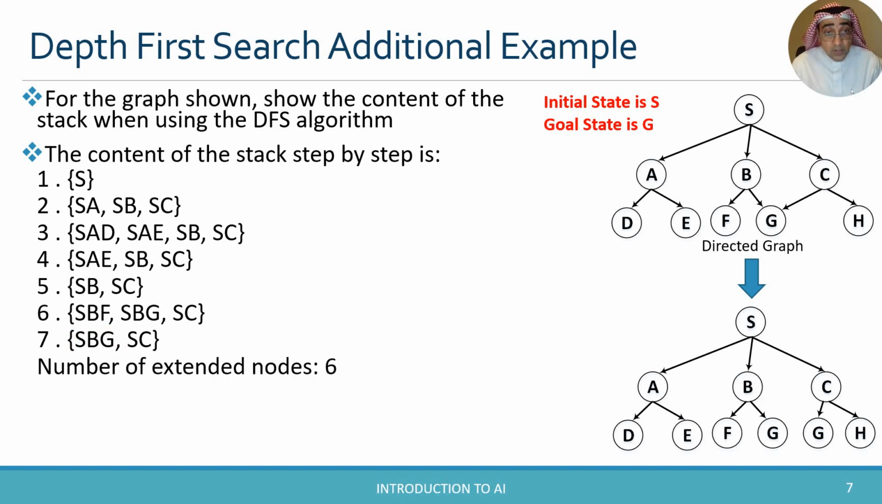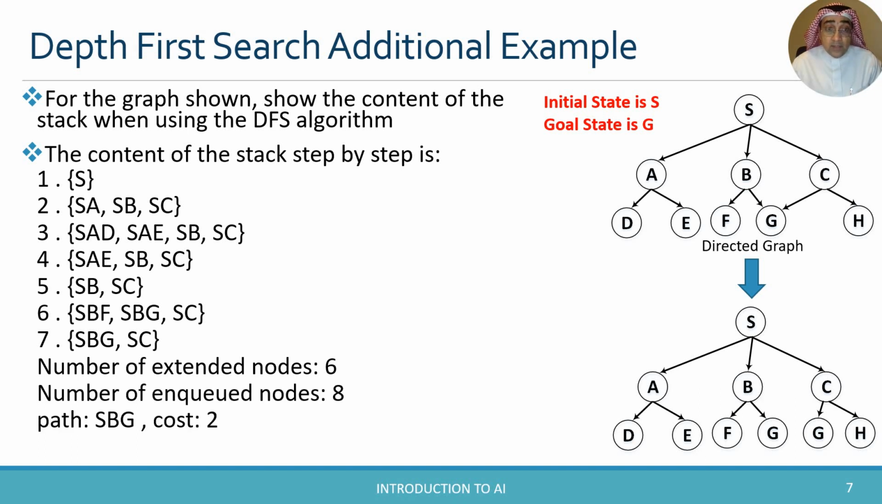And in this case, the number of expanded nodes is 6. The number of enqueued nodes is 8. And the path is SBG. And the cost is basically 2 because we assume that all the costs over here are 1.